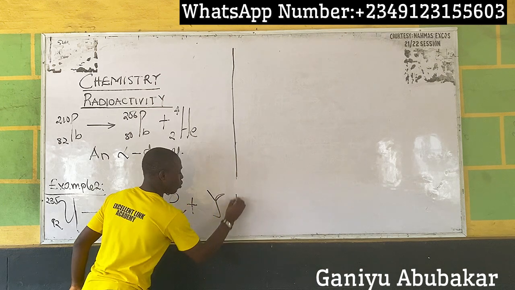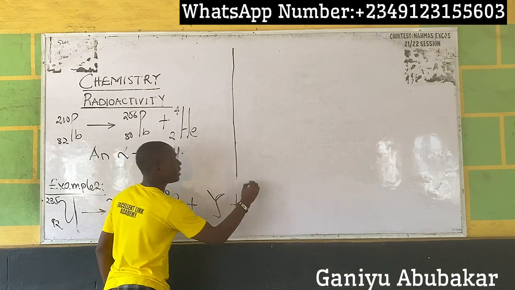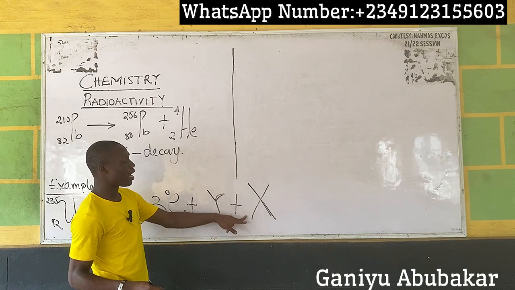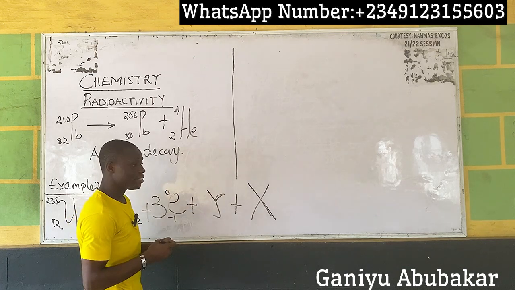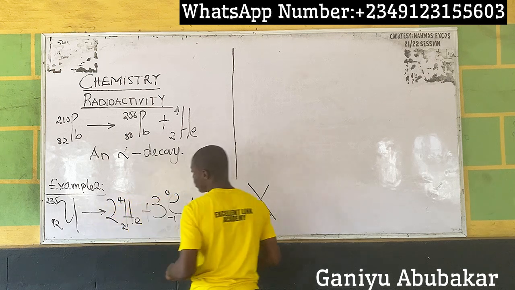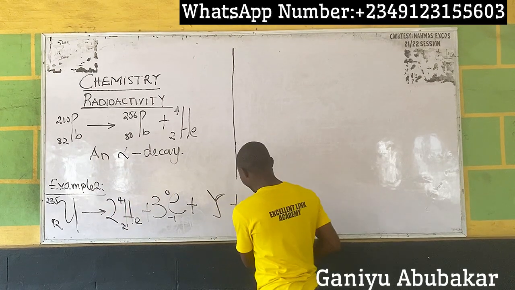So that plus, let's say the element we're looking for, let's say it's X, for instance. Let's get the atomic number of X and mass number of X and see what element signifies those values. So here's the concept. Let's get the atomic number first.